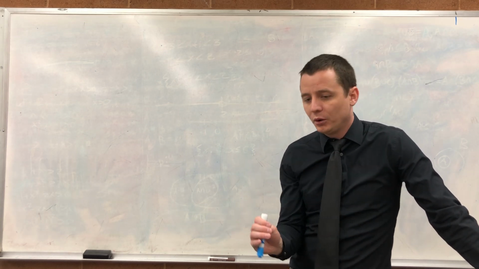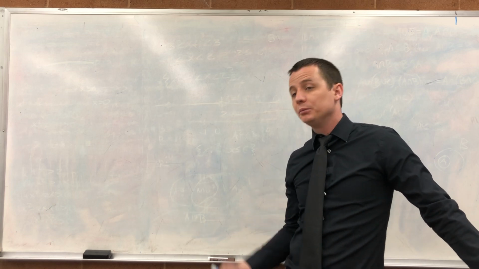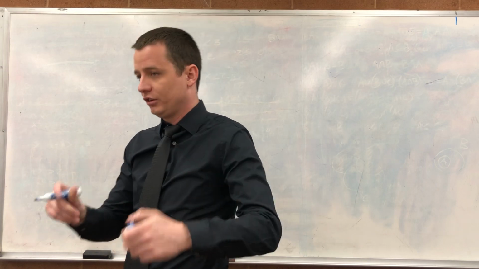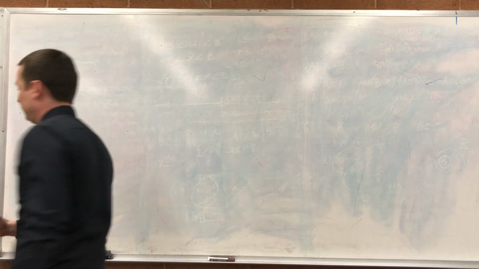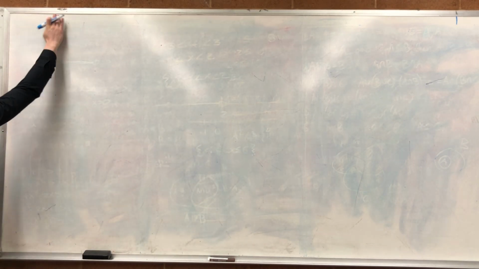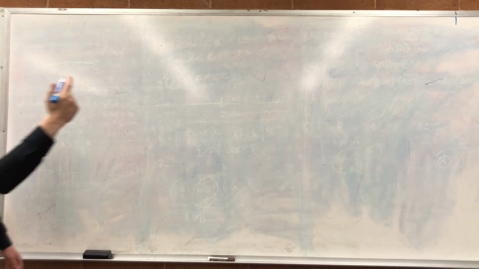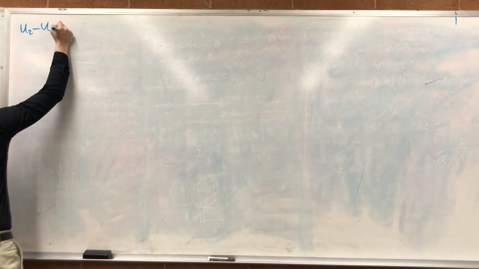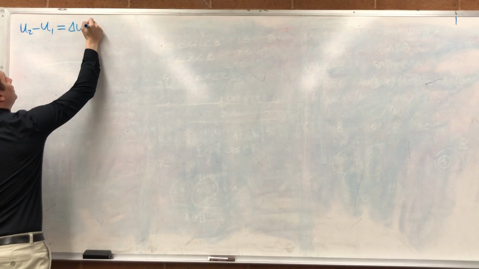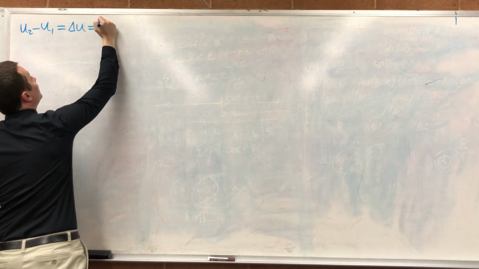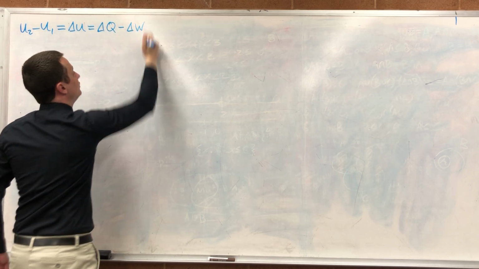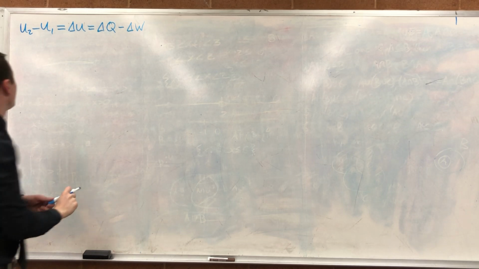Okay. And most of what we'll be dealing with throughout this chapter will be ideal gases. And so it's a statement that says energy is conserved in thermodynamic systems. And here's the way that the equation is written: U2 minus U1, which is the same thing as delta U, is equal to delta Q minus delta W. So let's read that statement really quick.